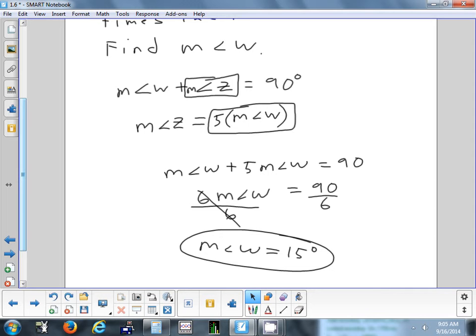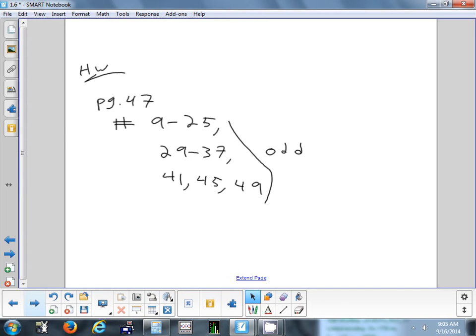All right, so that finishes up chapter 1 for us. Okay, so for tonight, on page 47, I want you to look at all odds, 9 to 25, 29 to 37, 41, 45, and 49. And in the MCAS packet, we'll look at questions 1 through 4. Okay, so we'll go over both of those at the beginning of class tomorrow.